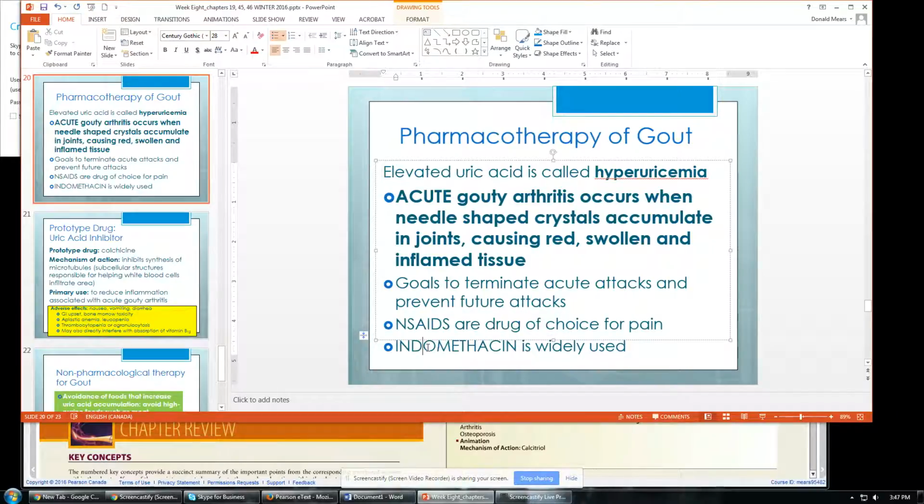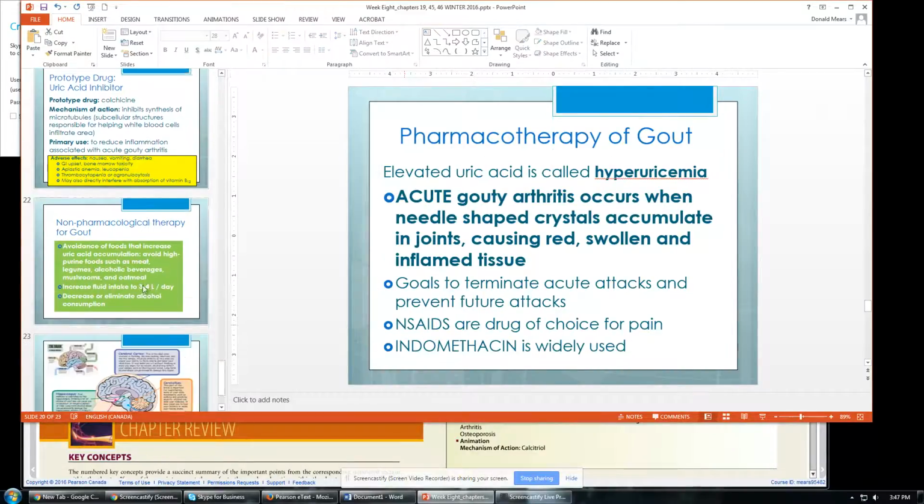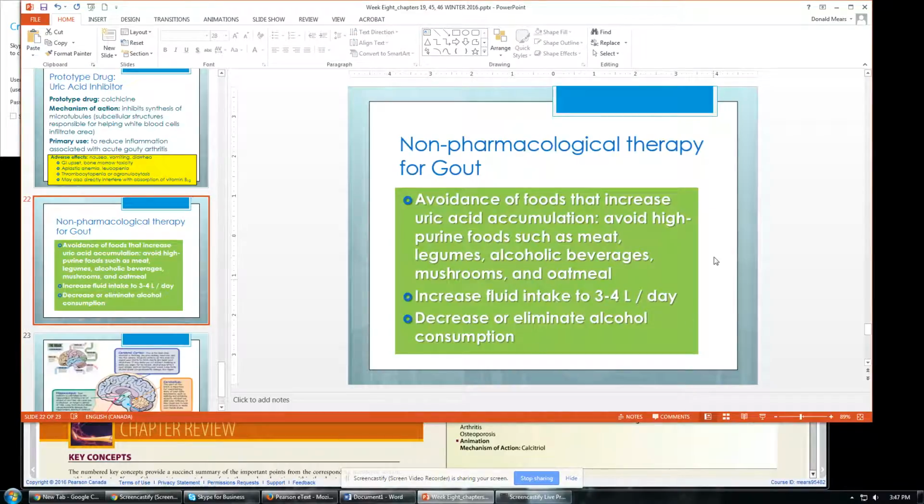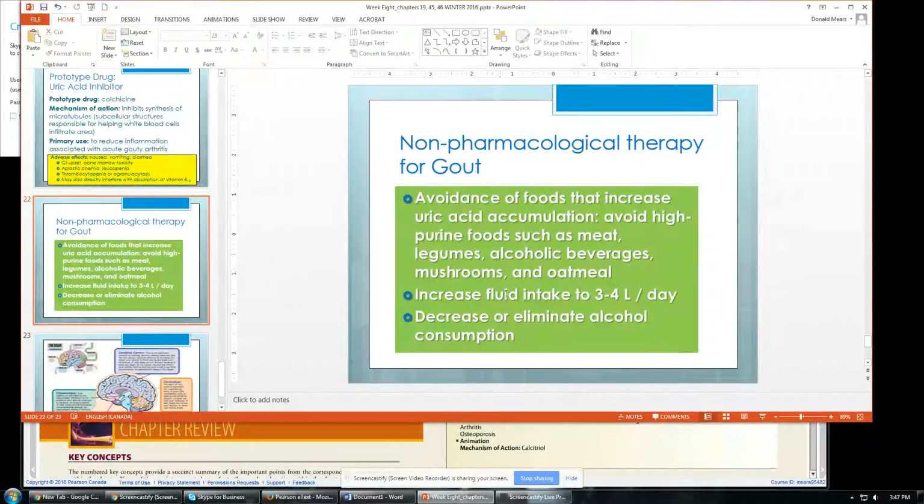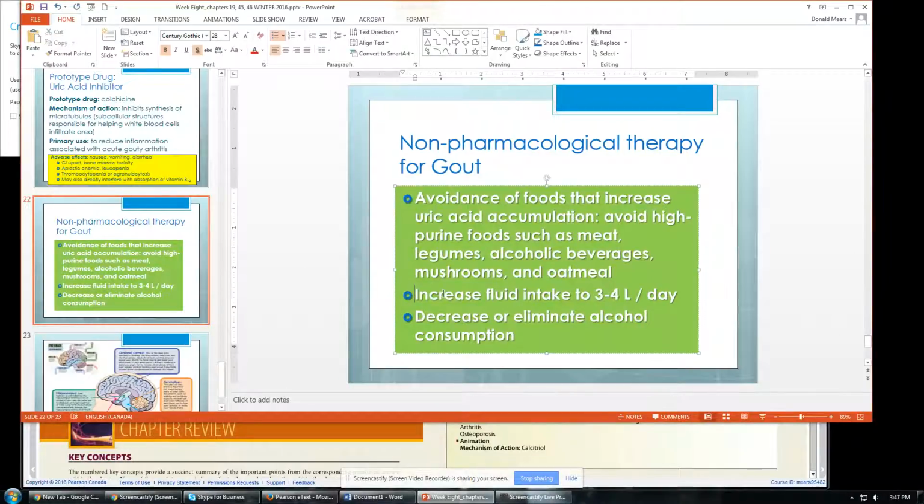And indomethacin is a medication that's commonly prescribed for gout. It's another NSAID. Very strong, very powerful. And so we teach clients to prevent gout attacks by avoiding foods that are high in uric acid, such as meats, legumes, alcoholic beverages such as red wine, beer, or yeast, mushrooms, oatmeal. Increase fluid intake. This is definitely something we want them to do. Increase their fluid intake to 3 or 4 liters per day, provided it's not contraindicated. And then eliminate any kind of alcohol consumption in their diet if possible. If not, definitely decrease it.